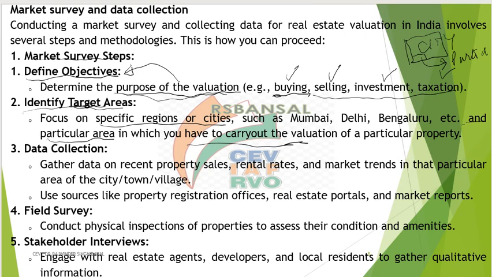And then from the target area, you collect the data. So gather data. What type of data do you have to collect? You have to collect data on recent property sales. If you are doing valuation of an owner-occupied property, then you have to do valuation on the basis of recent property sales. And if you are doing valuation for the income approach, then you must know the rental rates in the area. These two things will depend upon the purpose of your valuation.